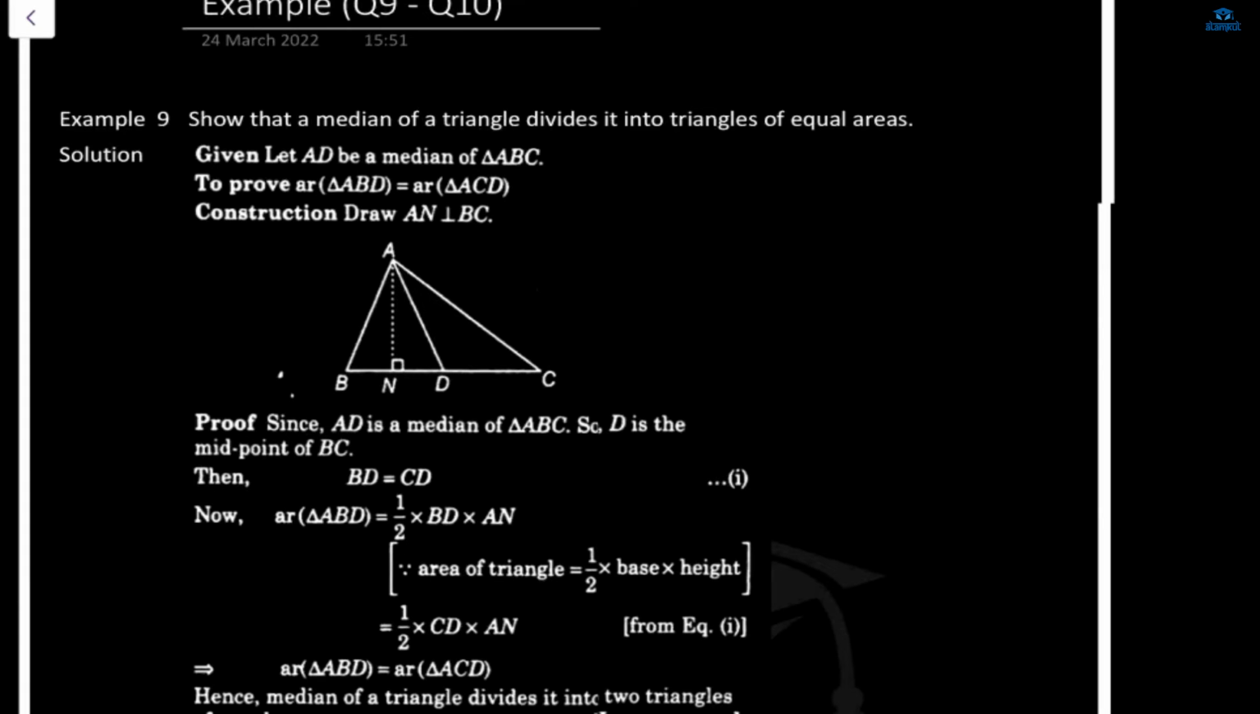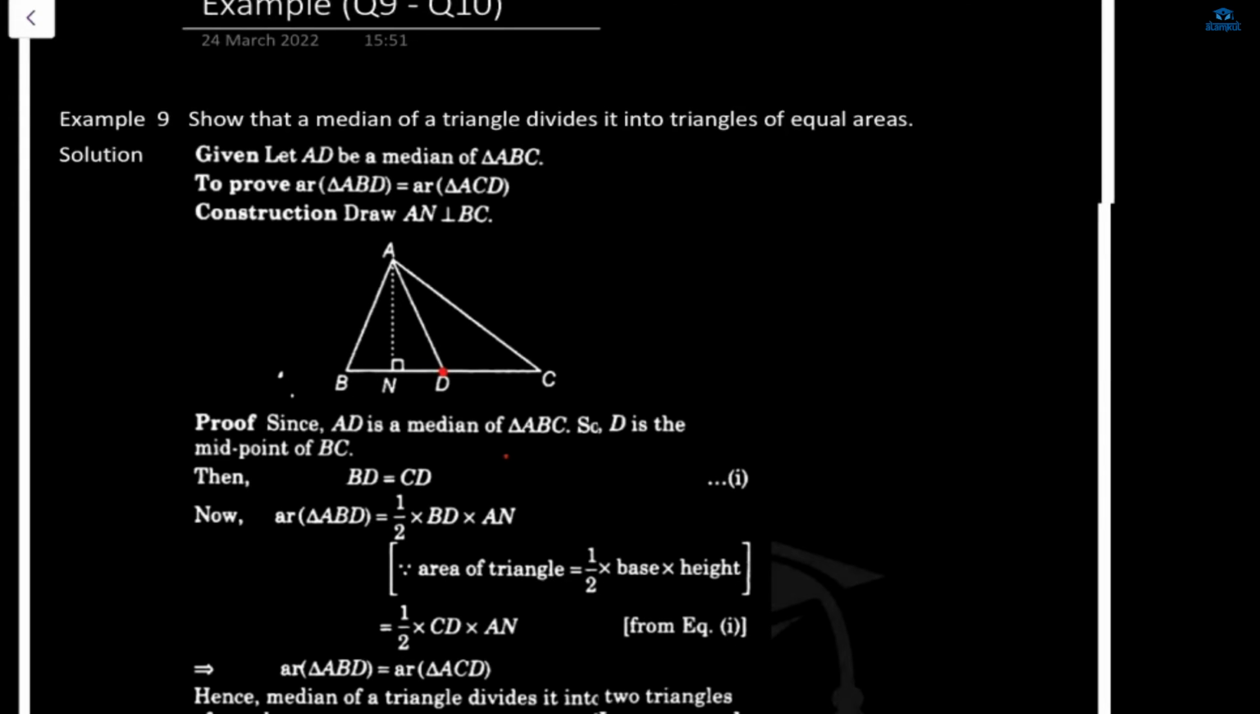We know this point that the median divides the base into two. It means D will be the midpoint. AD is the median, so D will be the midpoint of BC. Yes or no? Yes. Now what we are going to do is a simple construction: we draw a perpendicular line from A to the base BC to know the height of the triangle. So this AN is perpendicular to BC.